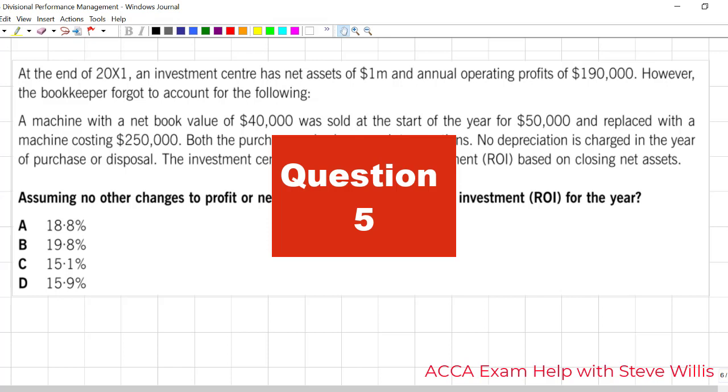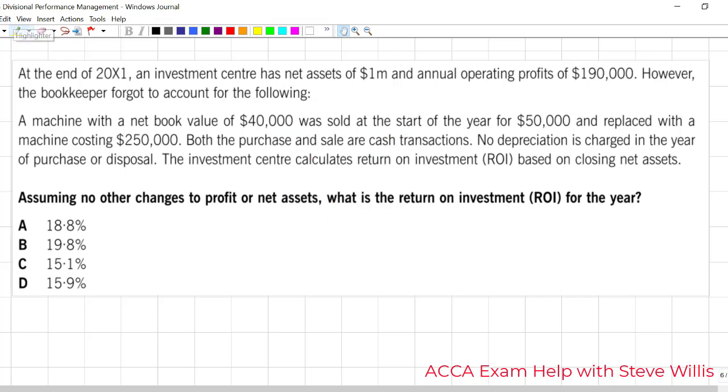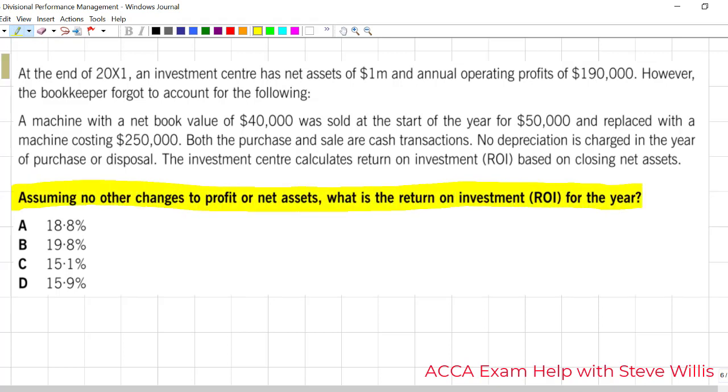This next question, another tricky math puzzle, return on investment. Similar to the last one. Another tricky question, a lot to unpack from the scenario above. So first thing to do, read the requirement and let's put the formula down. Return on investment. So ROI is equal to some operating profit over some investment, some capital employed.